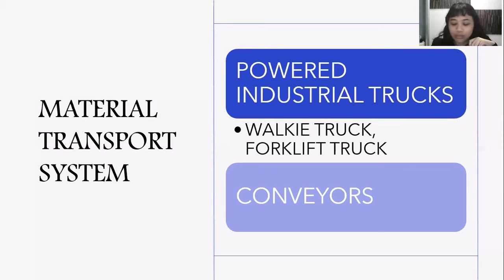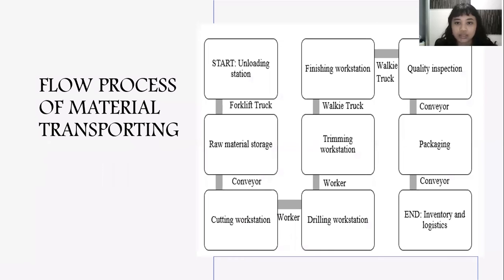The forklift truck will be mainly used during unloading of raw material from the unloading point to the raw material storage. The walkie truck will be involved in transporting material products from the trimming workstation to the finishing workstation, and from the finishing workstation to the quality inspection. The conveyors are widely used in the manufacturing plant, especially from the raw material storage to the machining production, and from the quality inspection to the packaging workstation to the inventory logistics.